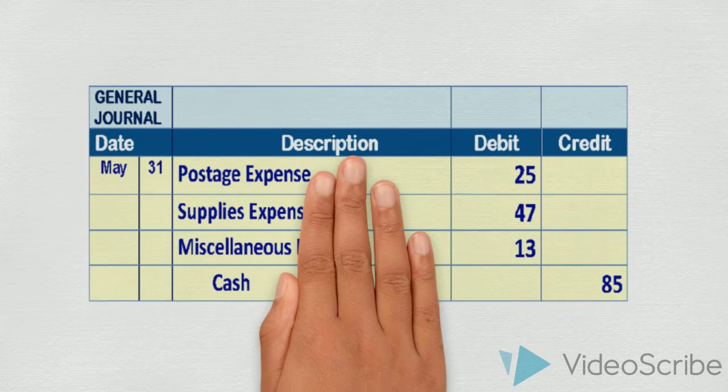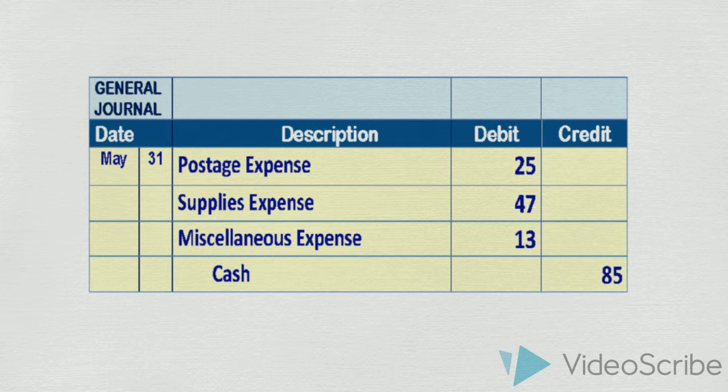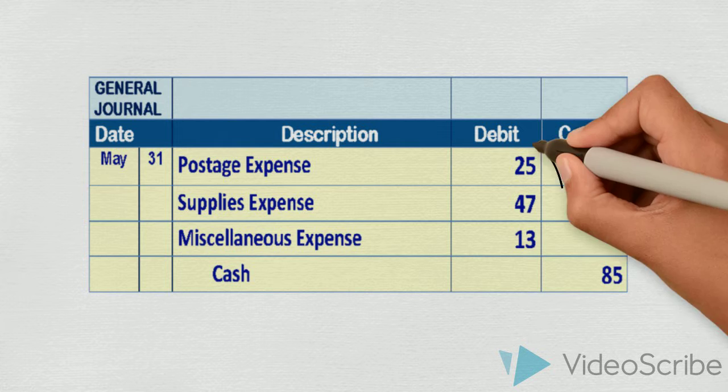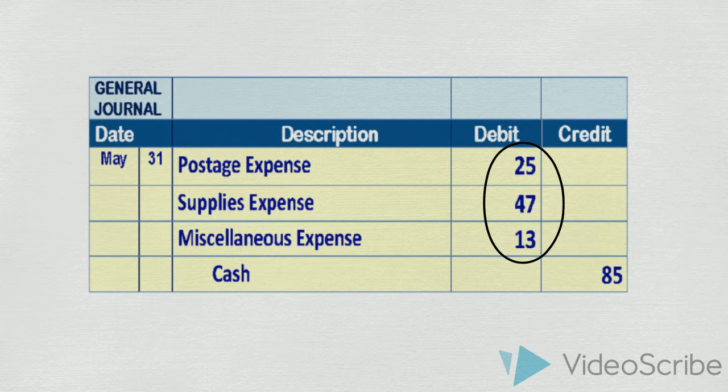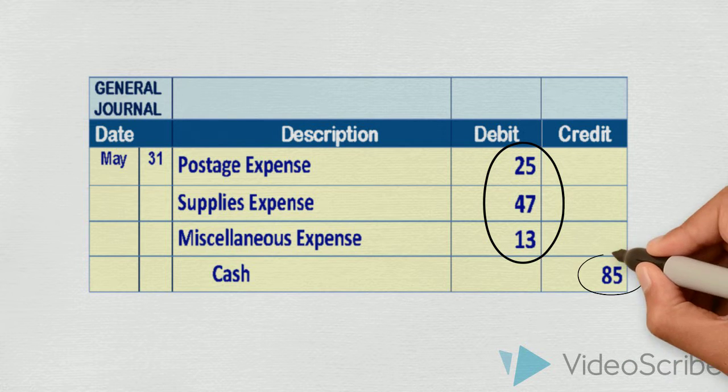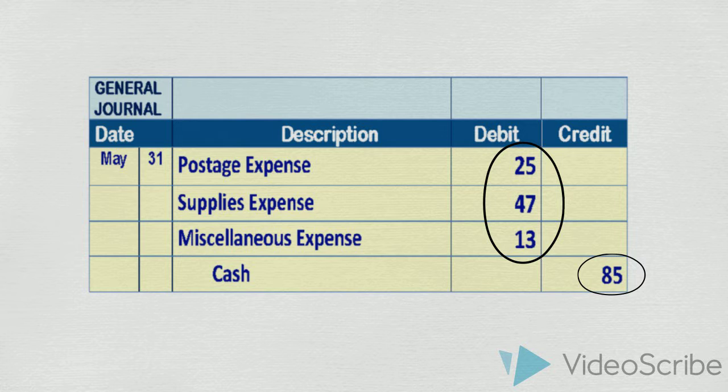The entry increases the three expense accounts related to the expenditures and decreases the cash account for the amount of the check. The entry reduces both assets and equity, and this same type of replenishment would be repeated each time the fund is replenished.